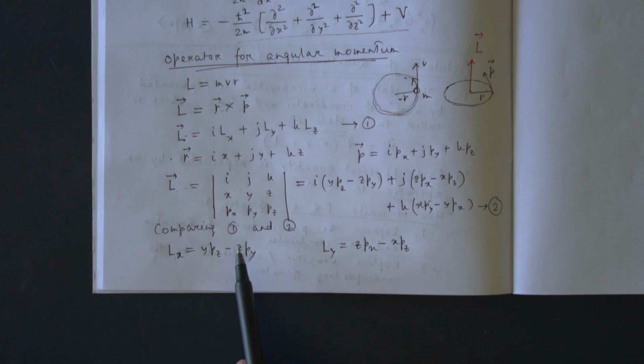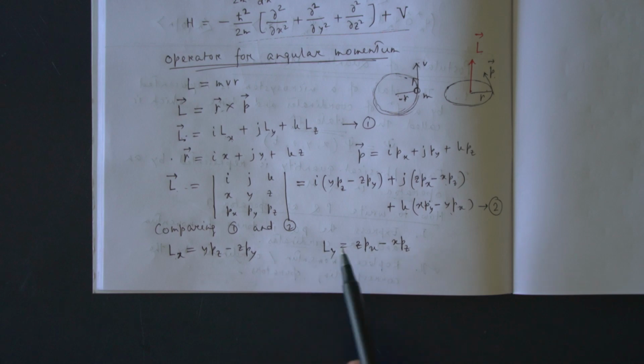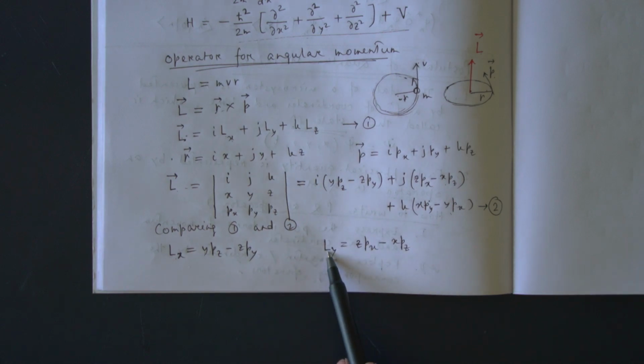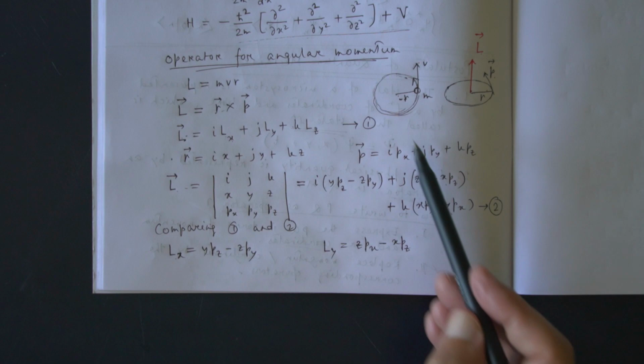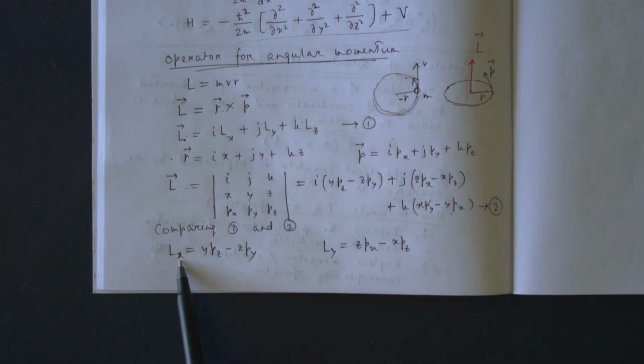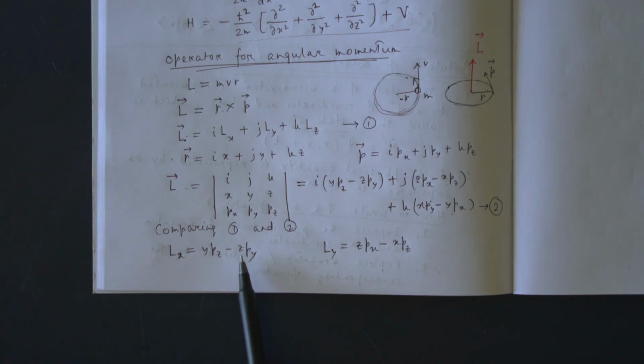That means we are doing the first step. We are expressing the physical quantity in terms of coordinate and momentum. I repeat, we are expressing the physical quantity in terms of coordinate and momentum. Now the second step: replace coordinate and momentum by the corresponding operators.